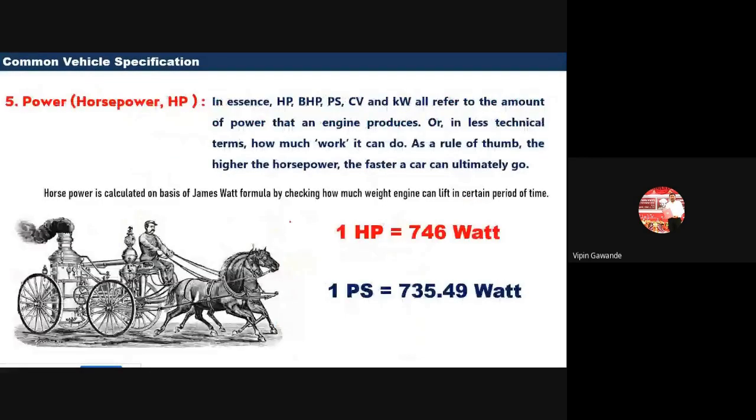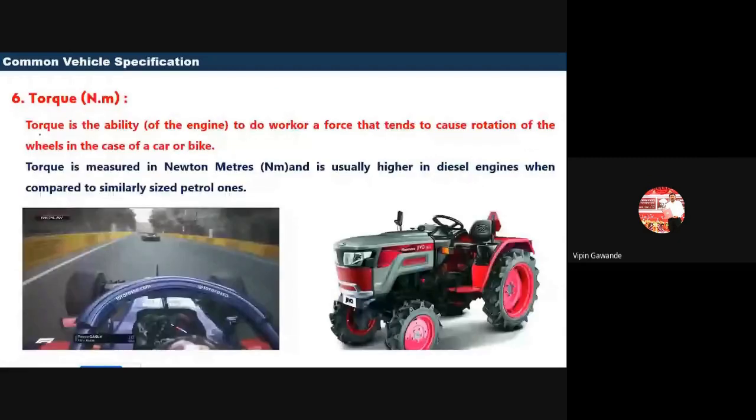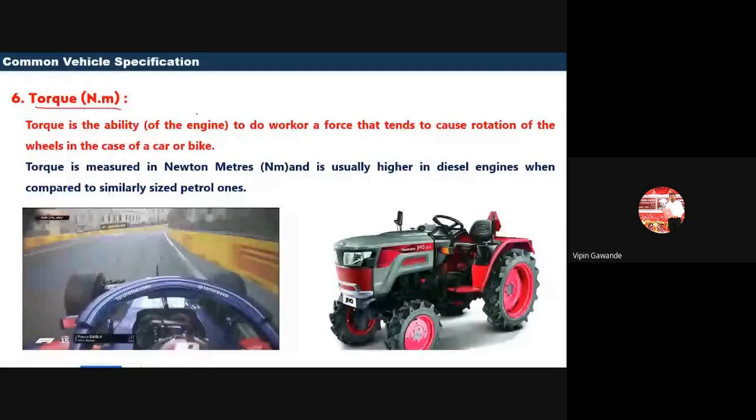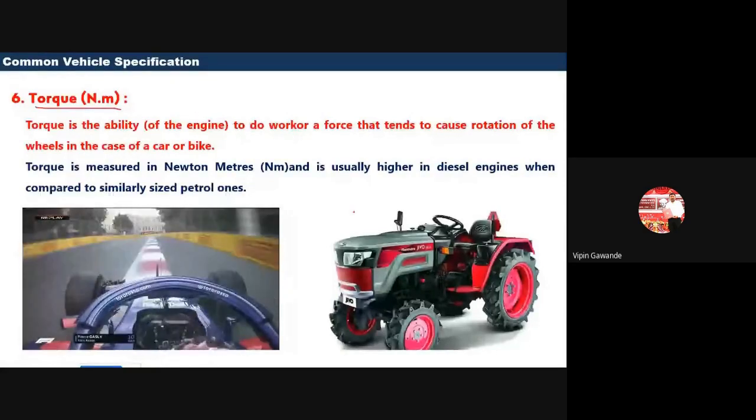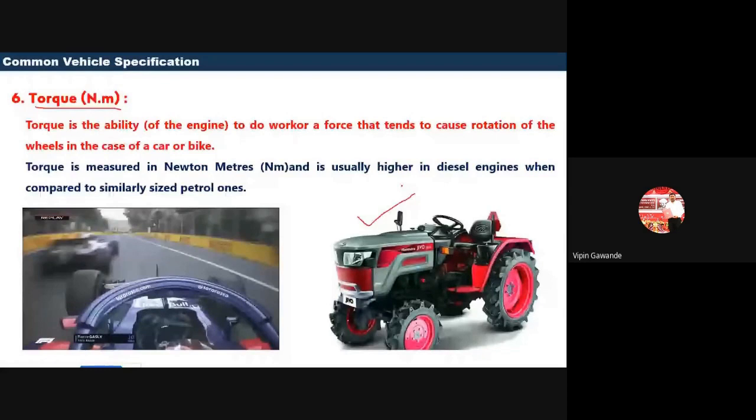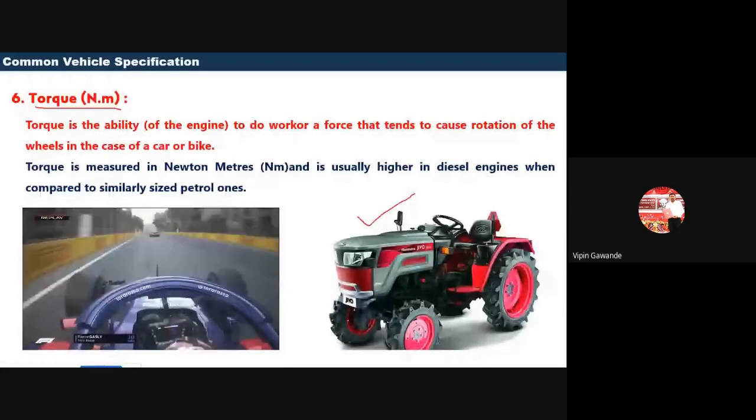Horsepower means the amount of power generated by the engine. It is given in terms of horsepower, or in terms of PS. This is a British unit, they generally mention it on the specification chart. Then torque: we have seen that torque and speed are inversely proportional. If you want more torque, we have less speed. When the torque is more, the load carrying capacity is more, and when torque is less, the speed is more. So that is inversely proportional.